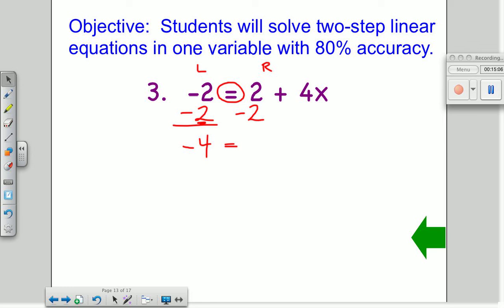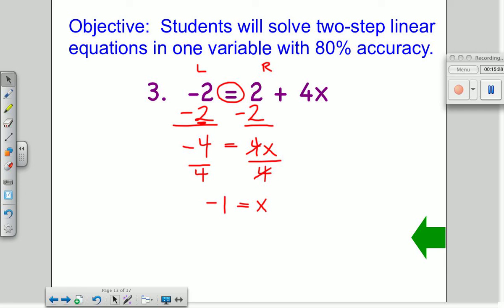2 minus 2 here is 0, and I have the 4x. Now we use our division. Divide each side by 4. 4 divided by 4 is 1, so x is by itself. Negative 4 divided by positive 4 is negative 1. So x is negative 1.